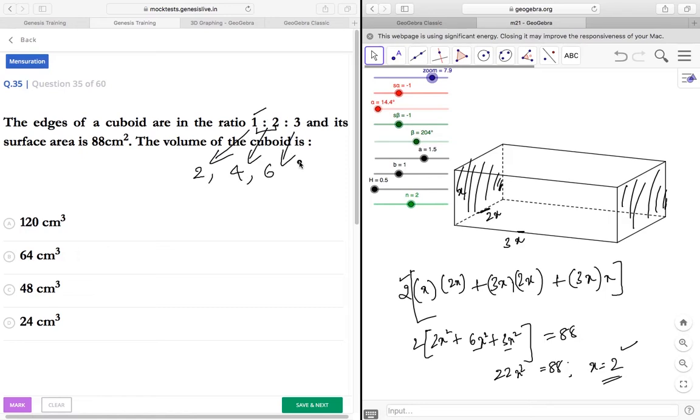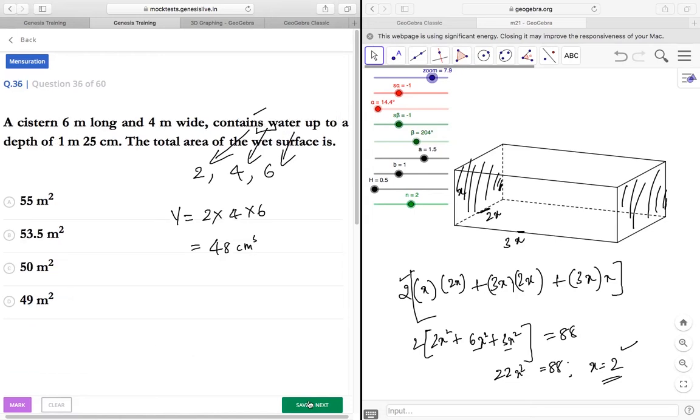Once you have the edges, the formula for the volume of a cuboid is nothing but the product of these 3 edges, 2 into 4 into 6. 4 8s are 32... 8 6s are 48 cubic centimeters. Centimeter cube. Option C. Hope this is clear. Brilliant. Let's move on to the next one.